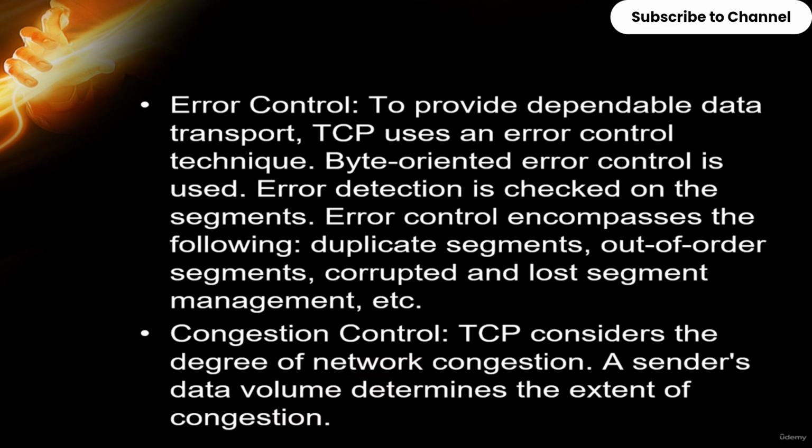And finally, it also provides error control and congestion control. The error detection mechanism is used to identify duplicate segments, out of order segments, lost segments, etc., or corrupted segments. And congestion control: whenever congestion occurs in the communication, the congestion control mechanism solves this issue by limiting the additional data volume from the sender.